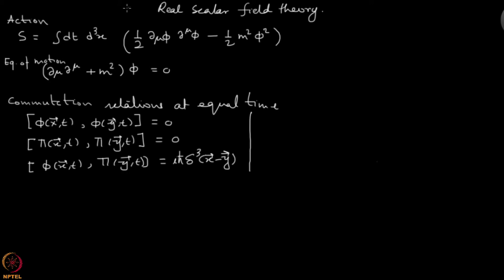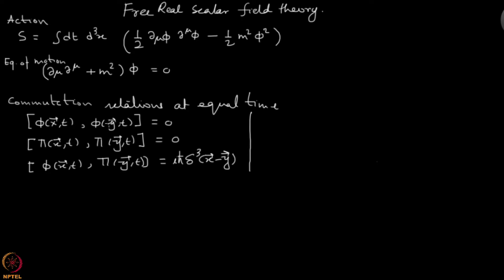Let us continue our discussion of free real scalar field theory. So I have summarized some of the results that we already have. So here is the action. And then this is our equation of motion, which you have seen several times. And then the commutation relations are given here.